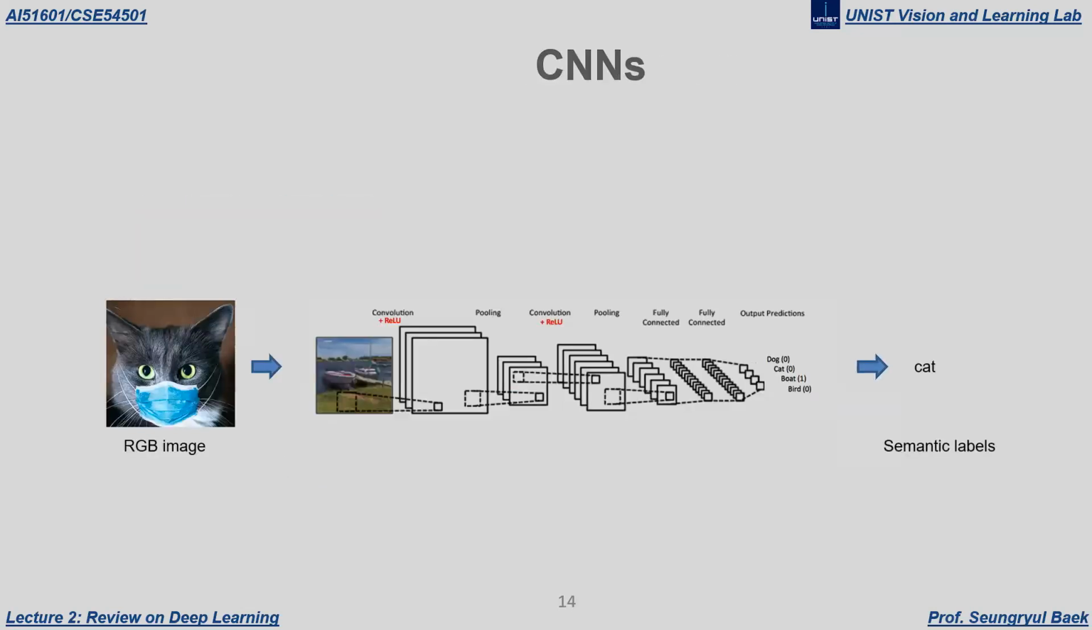And this CNN is one of the deep learning algorithms. There are other kinds of deep learning algorithms. Maybe you already know the multi-layer perceptron, right? They are not using the convolution operation, but use a linear operation, multiplying some weight to the input and adding some bias. That's the MLP, okay?